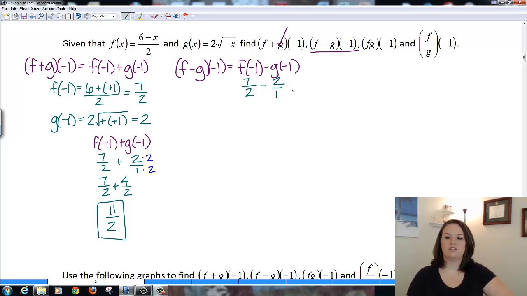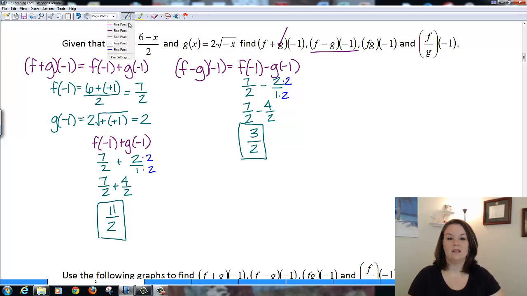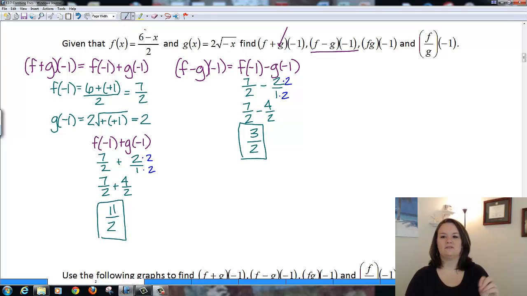So I'm going to go ahead and write that as 2 over 1. And again, just like before, get a common denominator. So I'm going to multiply on top and bottom by 2, which gives me 7/2 minus 4/2, which is 3/2. So here, f minus g evaluated at negative 1 equals 3/2. Okay. So the good news is if they're evaluating these functions at the same value each time, we only have to plug it in once, and then once we know those numbers, we're just adding, subtracting, multiplying, and dividing them.